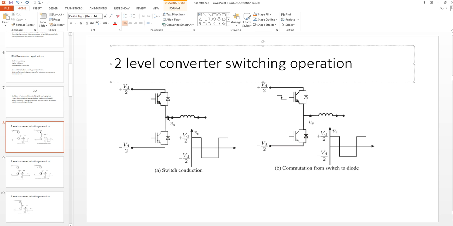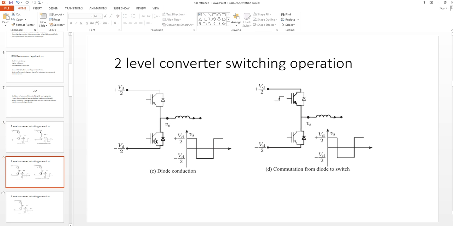At this time, the diode below, connected with switch 2, is not conducting, but as the diode conducts, we see the voltage decreases from Vd by 2 to minus Vd by 2 as the switch conducts. In the next level, if only the diode is conducting, we see that the voltage level we are getting is minus Vd by 2.